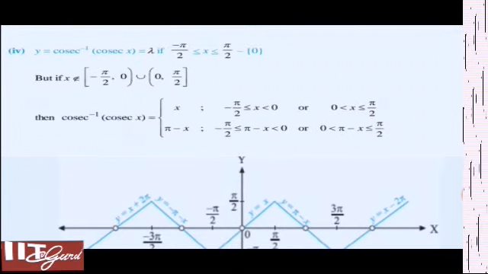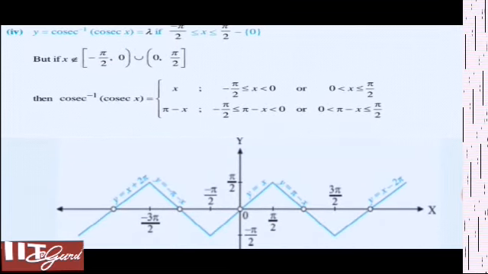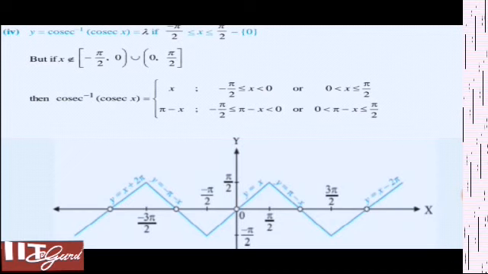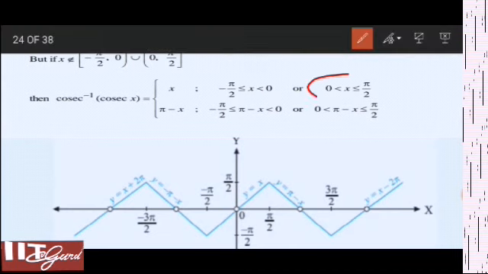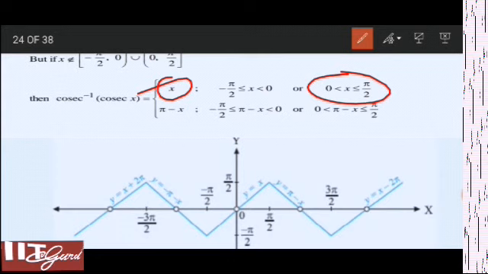So x doesn't belong to minus pi by 2 to 0 and 0 to pi by 2. Beyond minus pi by 2 and plus pi by 2, cosec will be there. Here we have to consider, as x lies between 0 to pi by 2, cosec inverse cosec x is equal to x. And when x lies between pi by 2 to 3 pi by 2, this result will be pi minus x. If you solve this, then we will get x less than 3 pi by 2, correct?